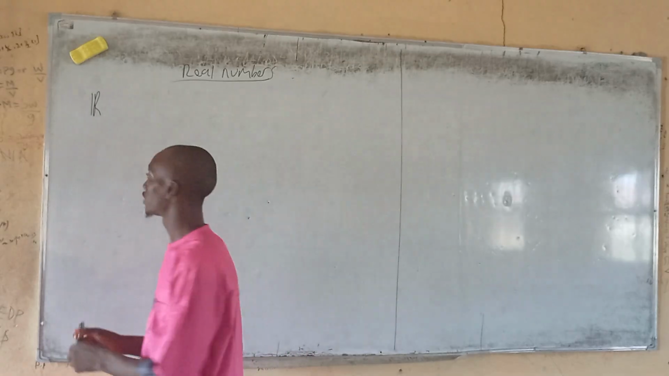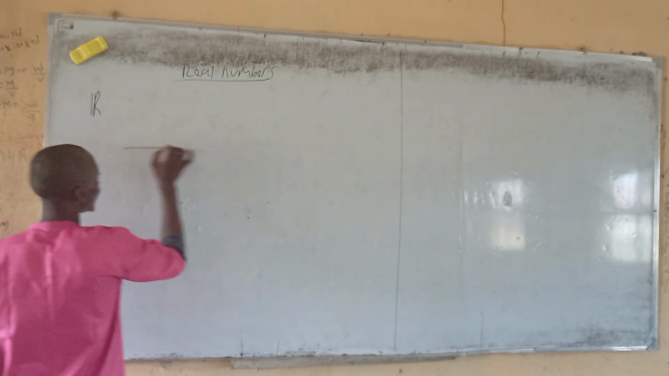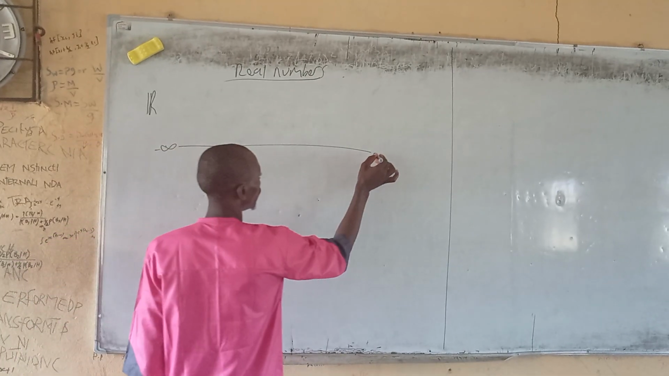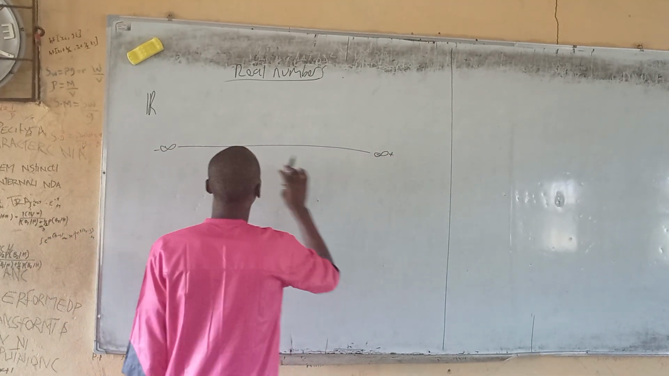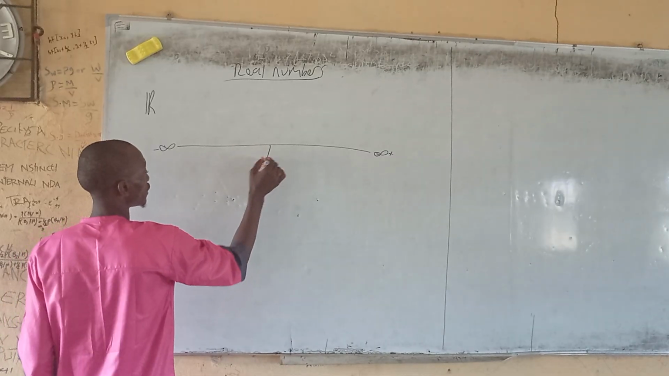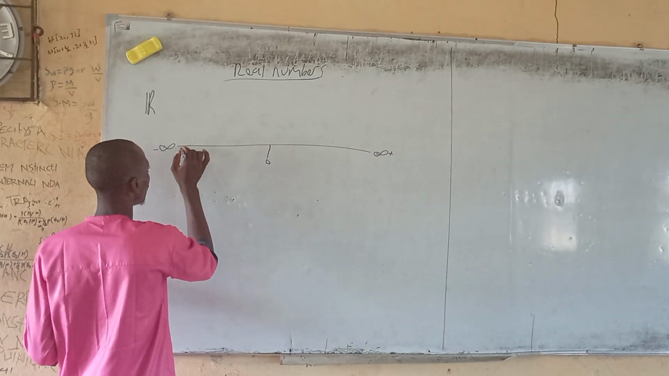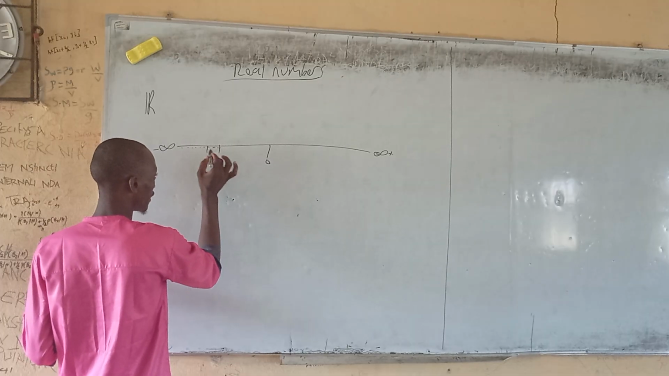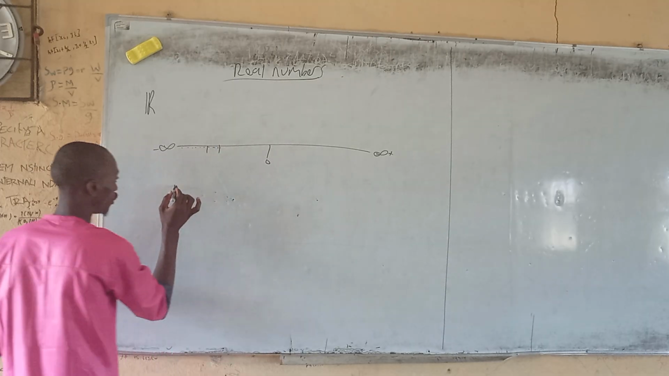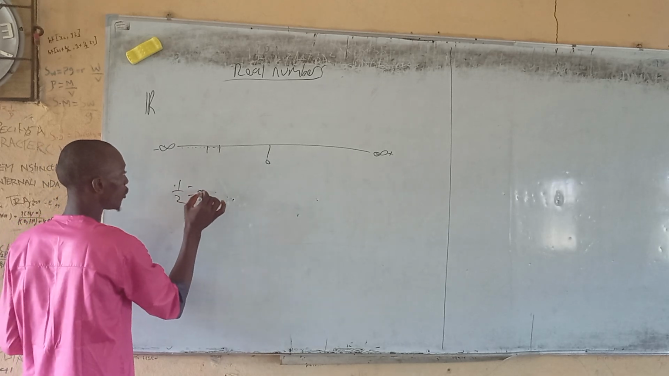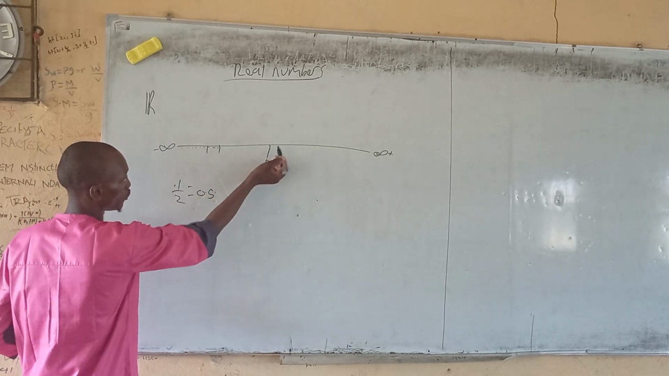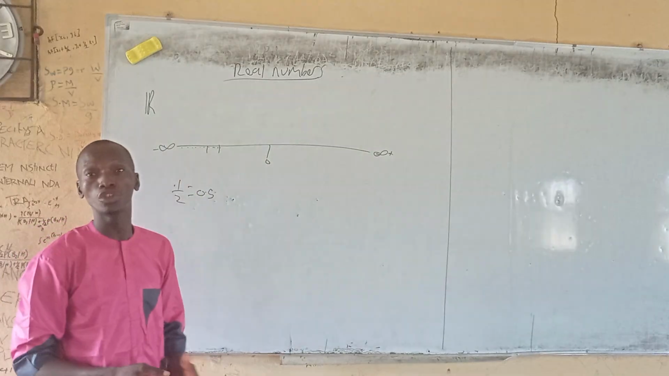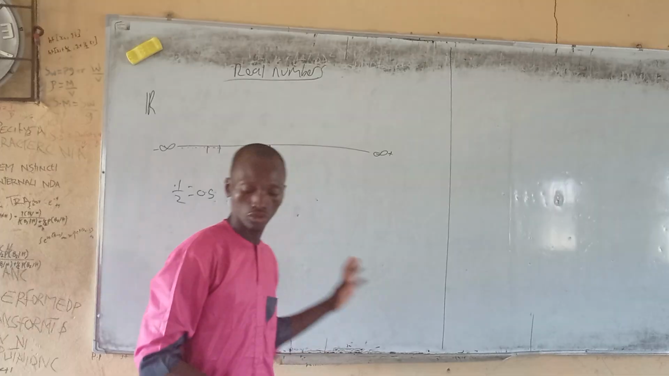In points, if this is the number line, this is negative infinity, this is positive infinity, and here is 0. All these points are called real numbers. From here to here there are values, for example 1 over 2, which is 0.5. You see 0 here, and 0.5 here. So you have 0.5, 0.6, 0.7, all these numbers on the line are called real numbers.